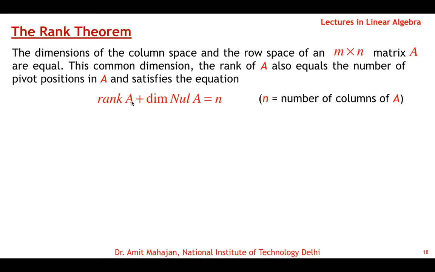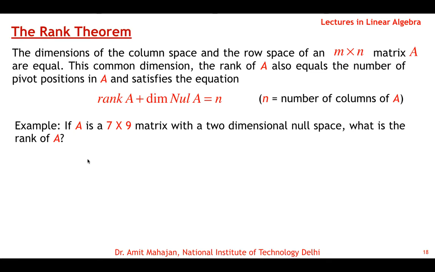So you see that rank of A is the dimension of column space A, that means how many pivot columns there are. The dimension of null space A, we have already seen, tells us how many elements are in the basis of null space A, which is equal to how many free variables or non-pivot columns there are. So how many pivot columns plus how many non-pivot columns, add them and it is equal to total columns. So total columns equal pivot columns plus non-pivot columns. That's the rank theorem: rank of A plus dimension of null space A equals n.